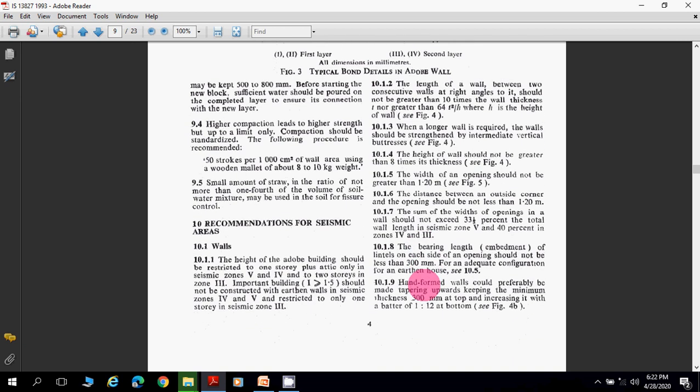The distance of an opening from the corner of the wall should be kept within the limit of 1.2 meter, and the sum of the widths of openings in a wall also should not exceed 33% in zone number 5 and 40% in zone number 4 and 3. The bearing length of a lintel on each side of an opening should not be less than 300 mm.